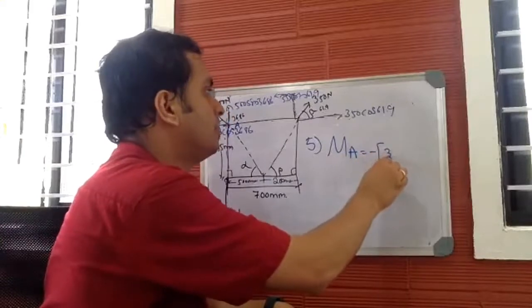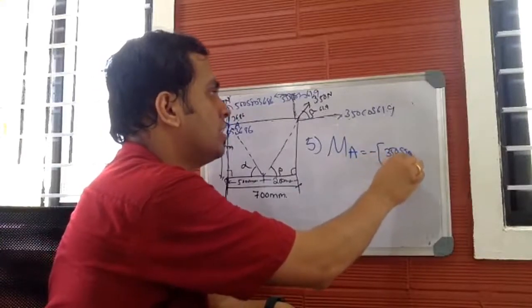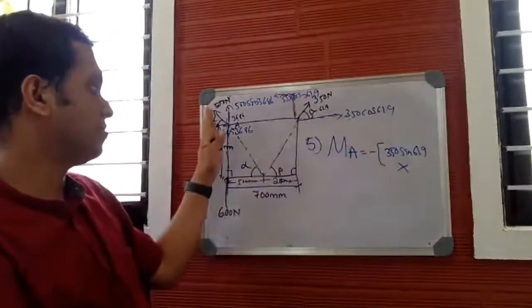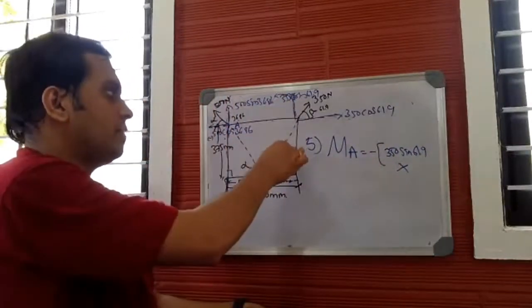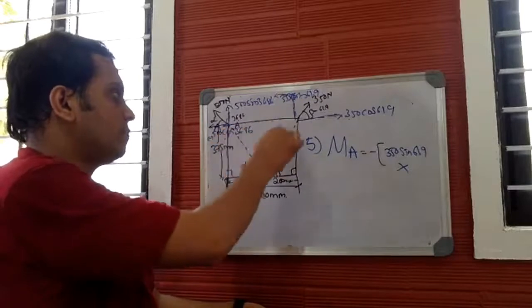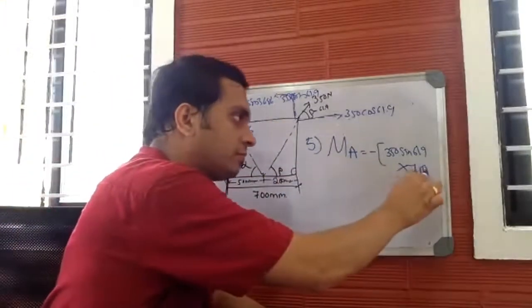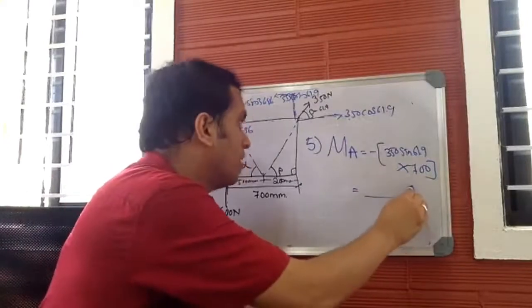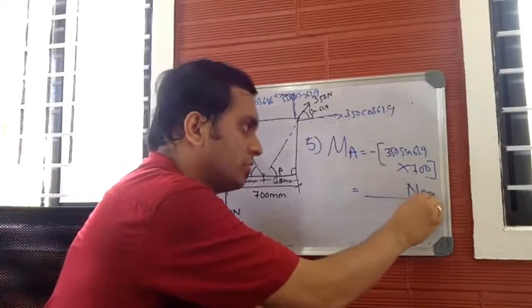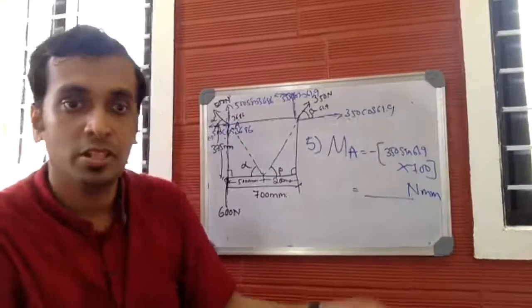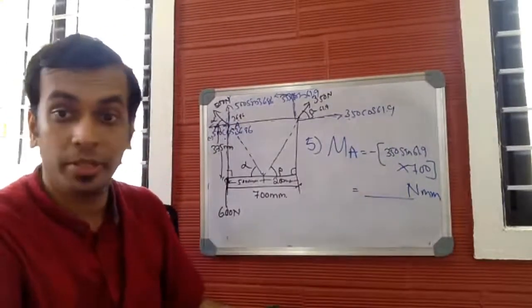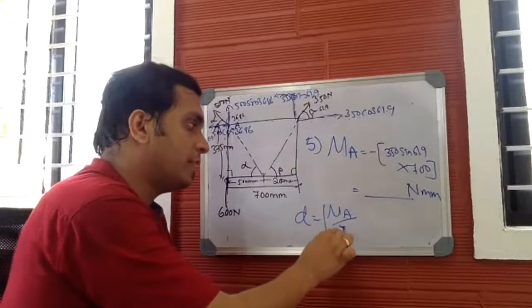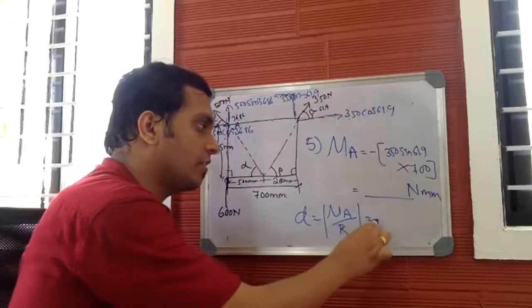Minus 350 sine 61.9 into the perpendicular distance. This is the line of action, from here to here. This is the perpendicular distance, which is 700 mm. So you'll get the moment in terms of Newton millimeter. Since you get the moment in Newton millimeter, you will get the value of D, which is the absolute value of moment about A divided by R, also in millimeters.